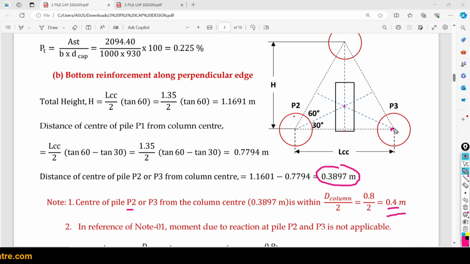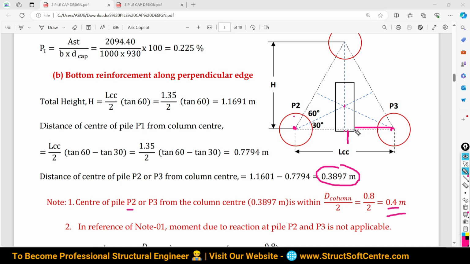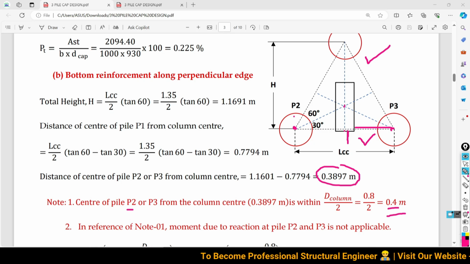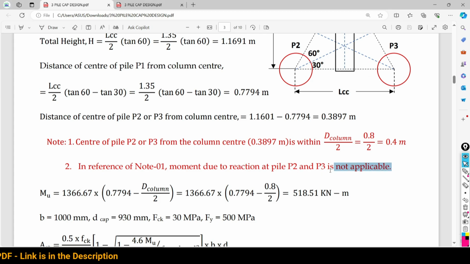That's why no reaction is needed to consider to calculate bending moment along this direction. Okay, because face of the column is outside of this center line. So no possibility of becoming a moment in this direction. That's why we are considering only on that direction. Here in the note 2, it is given in reference of note 1, moment due to reaction at pile P2 and P3 is not applicable. That's why we are not going to consider.